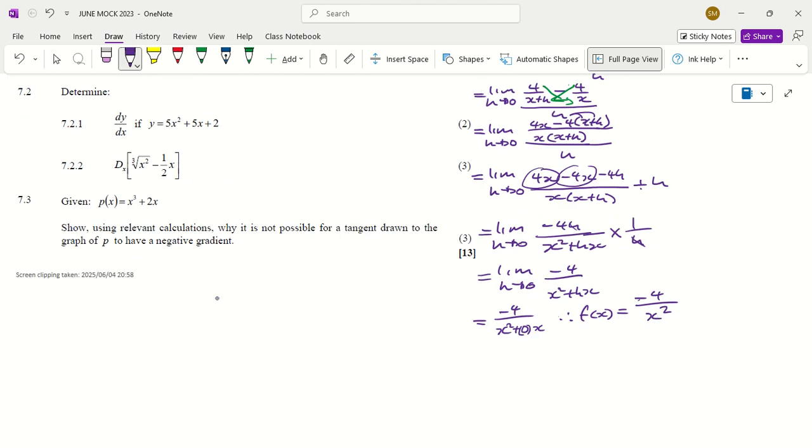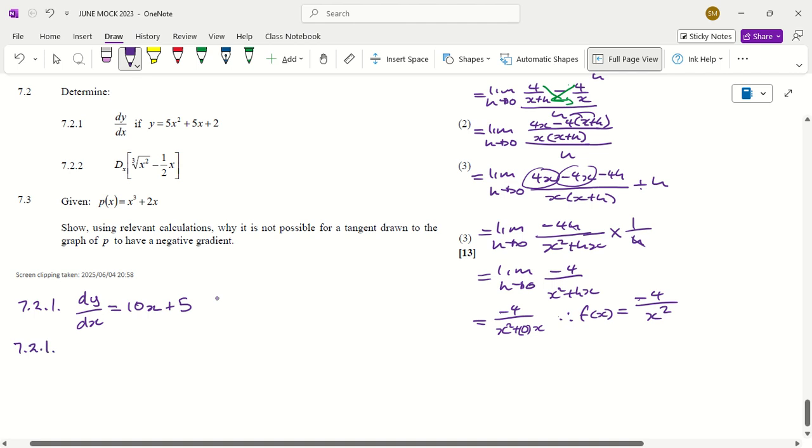The next question is 7.2. In 7.2, we have 7.2.1 and 7.2.2, and we need to find dy/dx if y is equal to something. These questions are using differentiation rules. We know that we can just take the exponent, multiply by the coefficient, and then subtract 1 from the exponent. So we can go straight to dy/dx equals 5 times 2 is 10x plus 5. I think that is very simple.